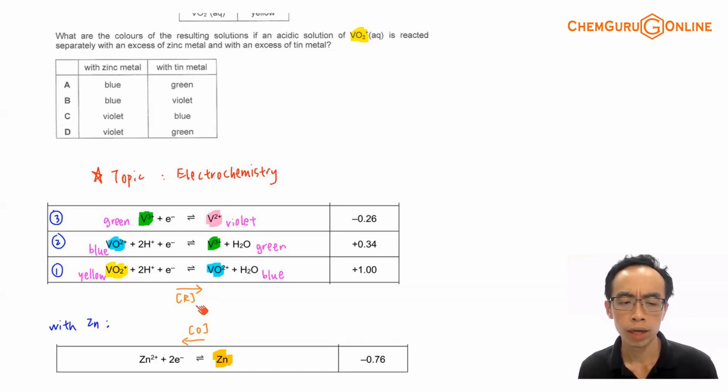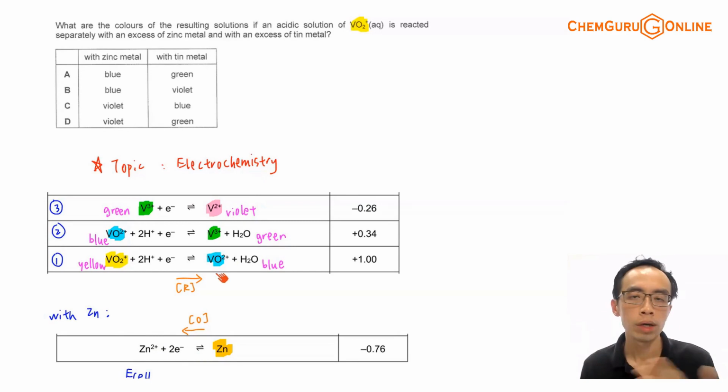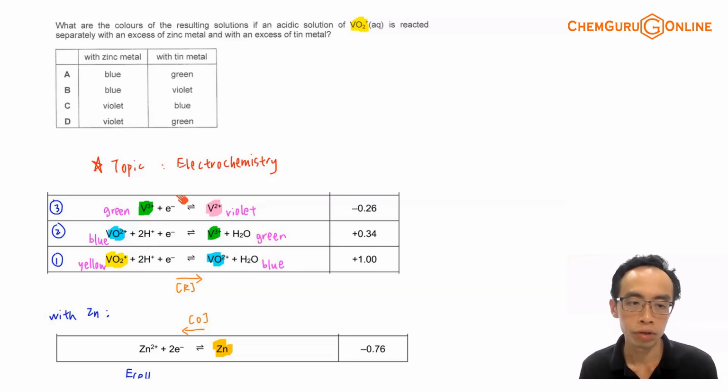So basically, I know that when a metal undergoes oxidation, it is going to reduce the yellow vanadium species. What is the extent of the reduction? Does it reduce this to the blue guy? Or does it reduce this to the green guy? Or can it reduce it all the way to the violet species?